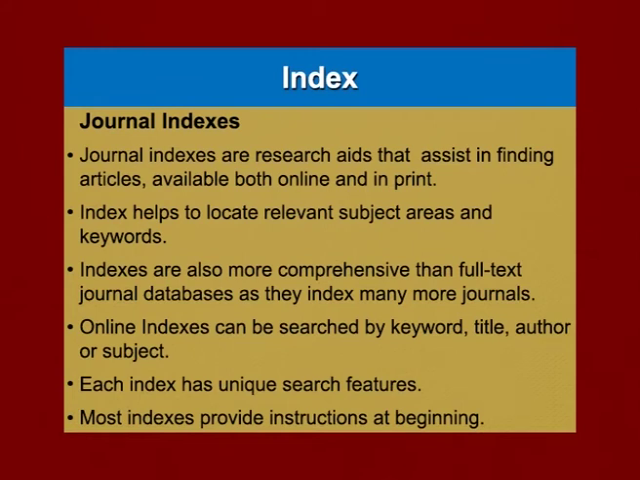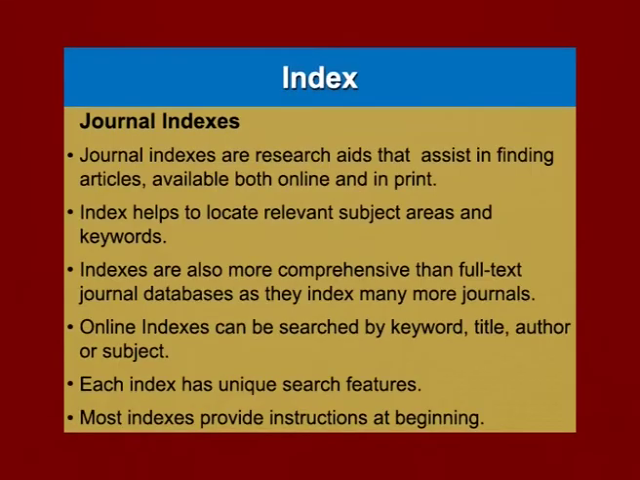Now what is an index? Whenever we read any book, we must have noticed that at the end of the book we find some index, which is basically nothing but some keywords or important terms that we put together in an alphabetical sequence so that one can reach that particular page of the book easily. Journal indexes are research aids that assist in finding articles available both online or in printed form. Index helps to locate relevant subject areas quickly with the help of certain keywords.